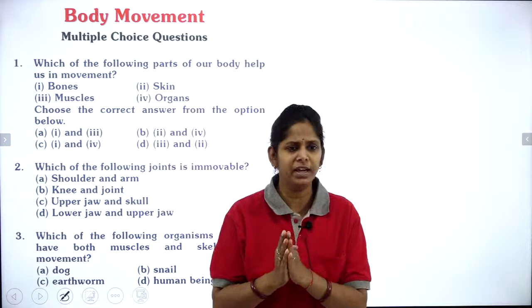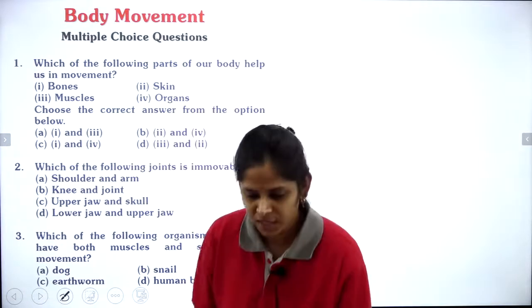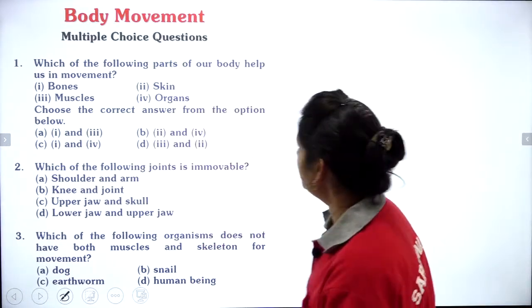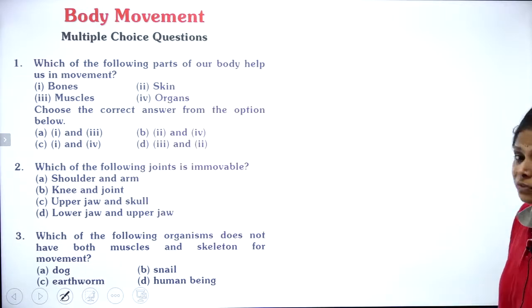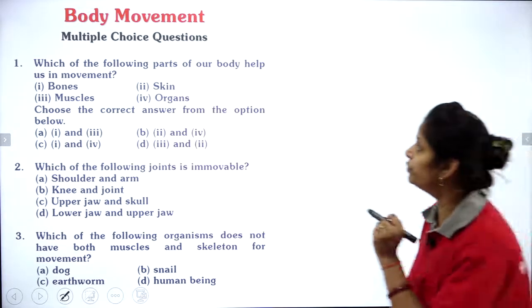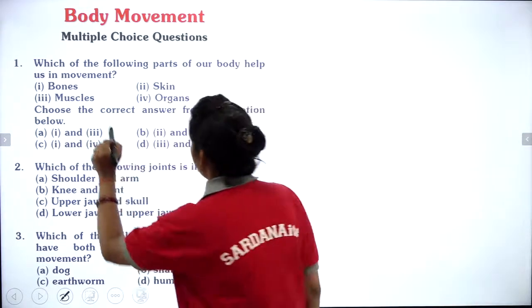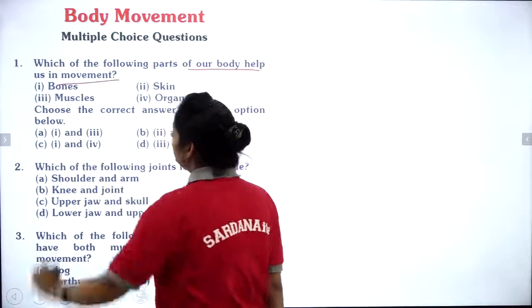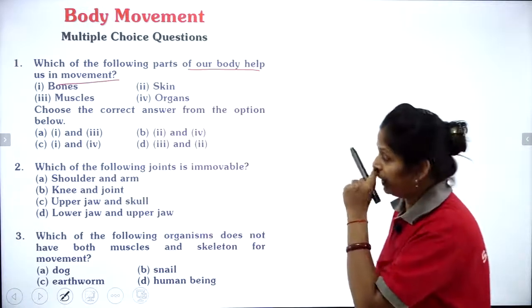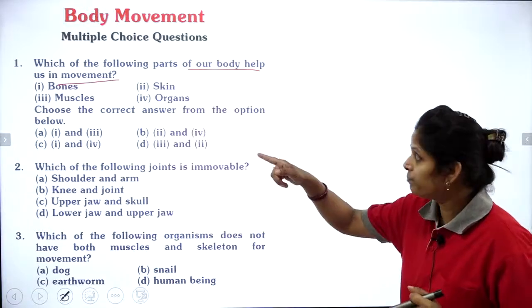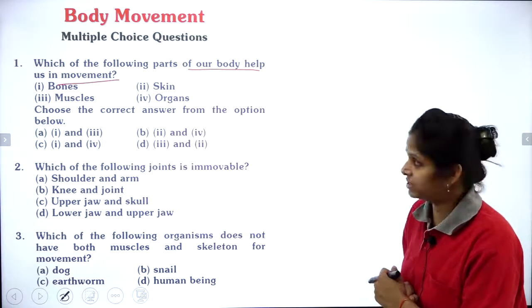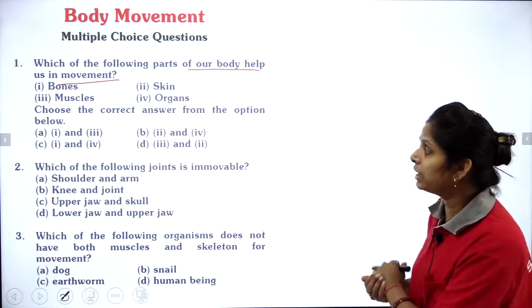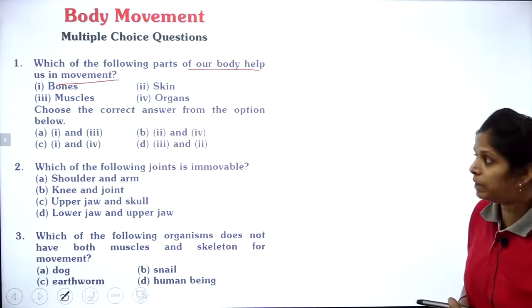Actually it's chapter 8 or 9 now, Body Movement. Okay, so we will start from the beginning. Multiple choice questions. First is, which of the following parts of our body help us in movement? Which body part helps you in movement? It is because of bones, skin, muscles or organs. Now it is asking, choose the correct answer from the options below.